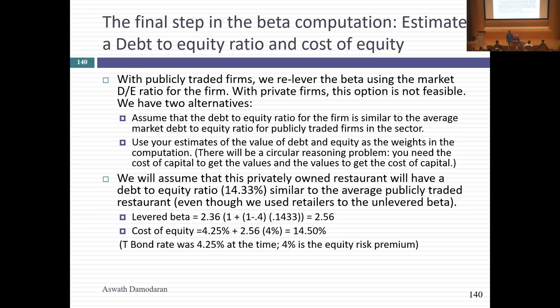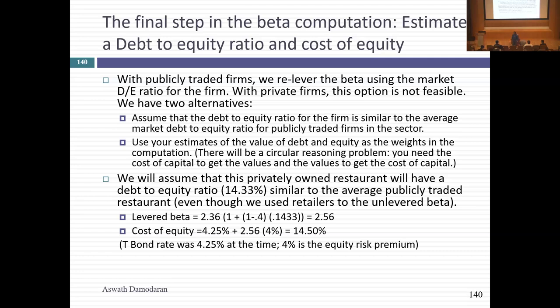What if you don't want to do that? Is there another way I can come up with a debt to equity ratio for a private company where I don't assume that it moves to the industry average? What do I not have? A market value of equity, right? Why am I doing the valuation? At the end of the valuation, what do I arrive at for your company? An estimated value of equity for your company. Could I use your estimated value of equity as the equity in your debt to equity ratio? I don't see why not.